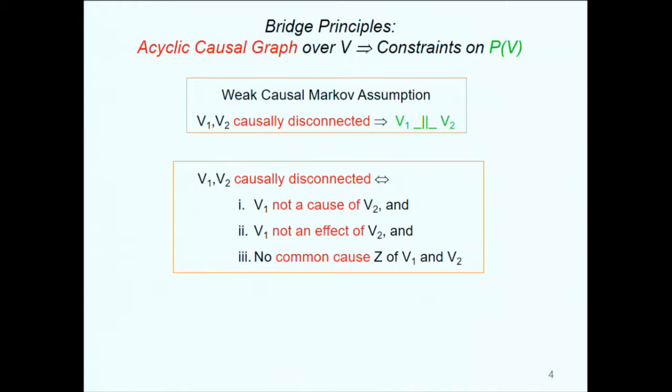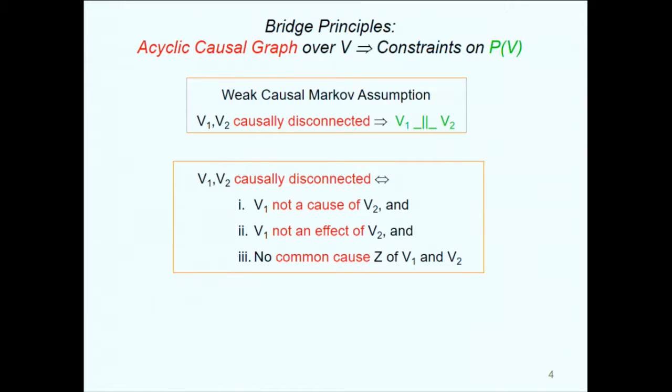So there's no way v1 causes v2, v2 does not cause v1, and there's no common cause. If those three are all true, v1 and v2 are causally disconnected. There are no causal relations between them. And we assume, to get this theory off the ground, that in those cases, in the population, v1 and v2 are simply independent.